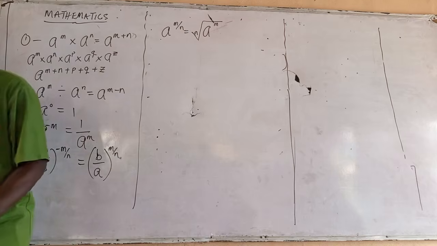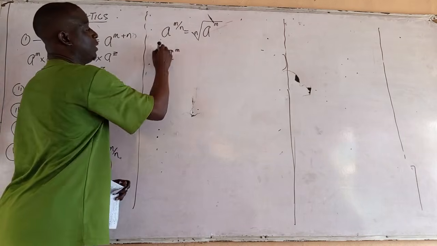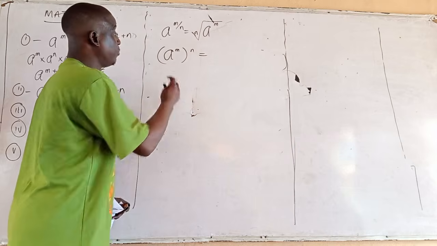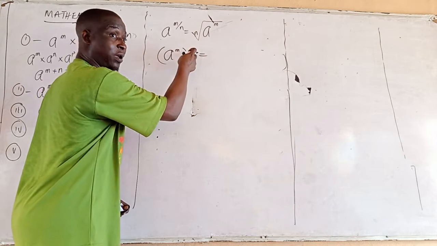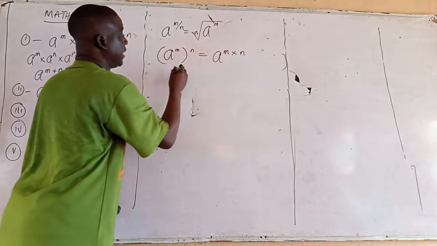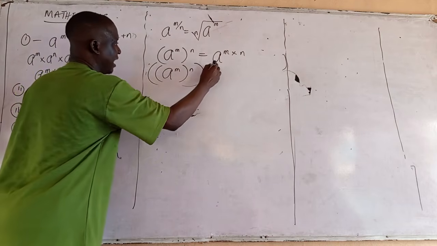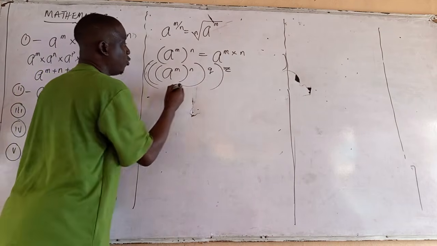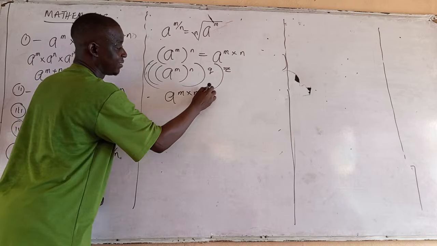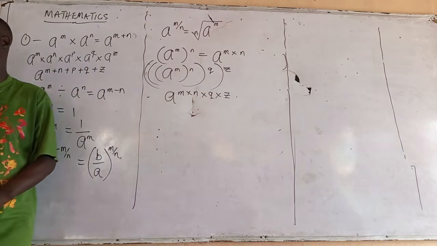But if they give us questions like a raised by m, all raised by n, in brackets, this is a multiple power. This is a power and this is another power. What do you have? The powers will multiply. So if I have a raised by m, raised by n, raised by z, it will be a raised by m times n times z. Excellent. It's as simple as that.